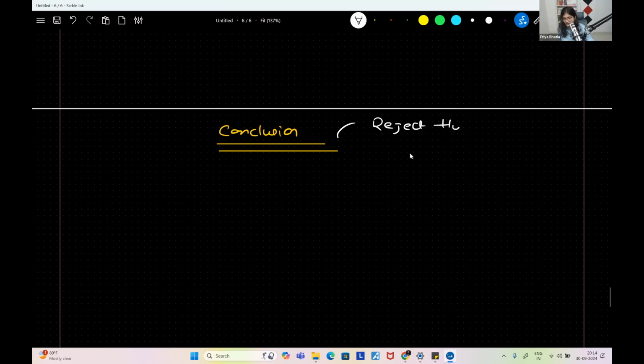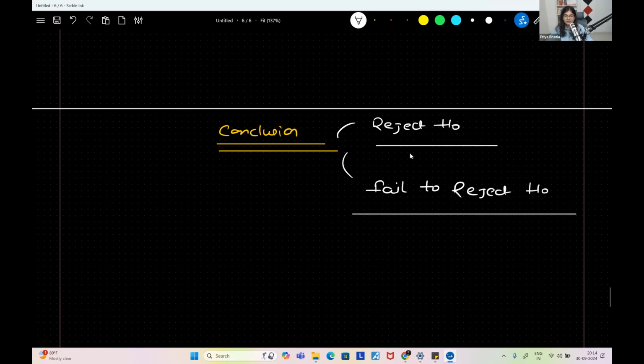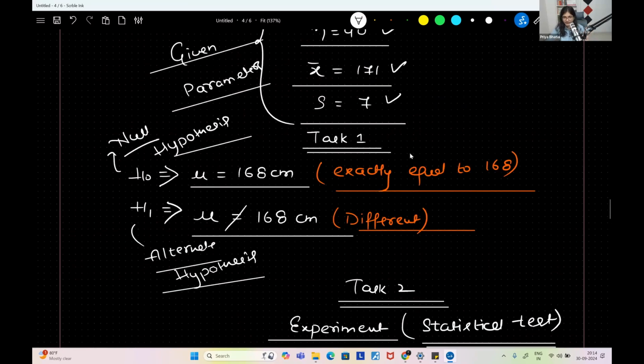Basically, what we want at the end of the day is the conclusion: shall we reject the null hypothesis, or do we fail to reject the null hypothesis? So, how do we come towards this specific conclusion? These are the steps I'm trying to convey over here.